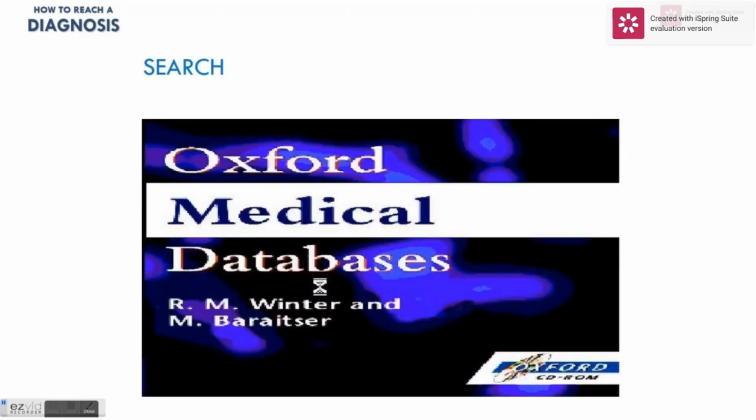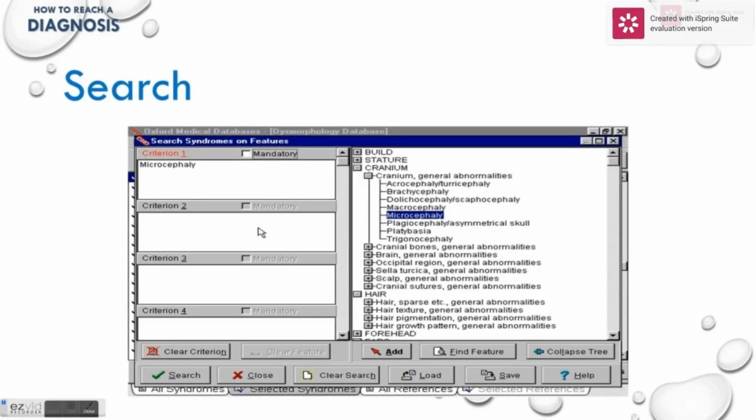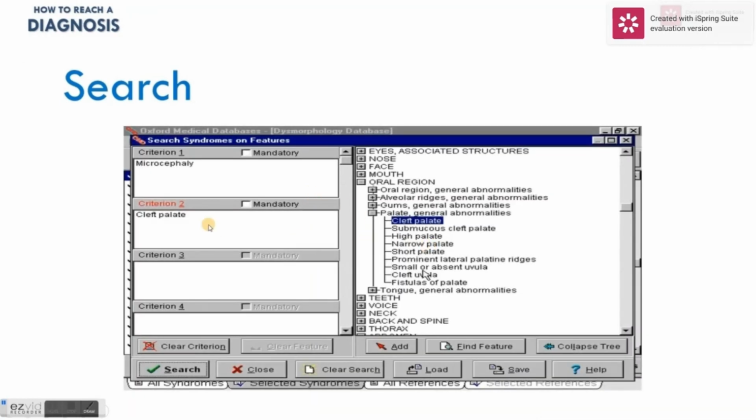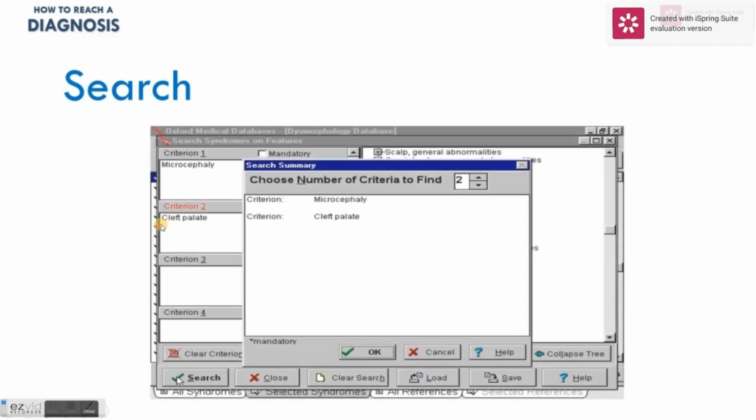Use these softwares if you have them, like the Oxford Medical Database. What you do: the program is divided into two halves. Here is the collection or list of findings, and you try to pick the findings that are present in your patient and put them in this category. For example, your patient has microcephaly and also cleft palate. We put it also here. Then you search for syndromes with these two findings.